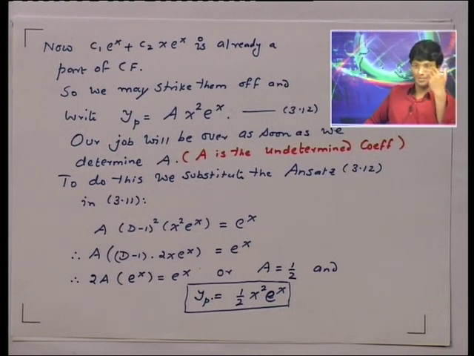Yeah, it is equivalent to substituting into the differential equation, but this is a slightly more efficient way of doing it. So you get 2a e to the power x is simply e to the power x, or a equal to half. And so we have finally determined the undetermined coefficient, and our yp is half x squared e to the power x. Is the example clear to everybody?